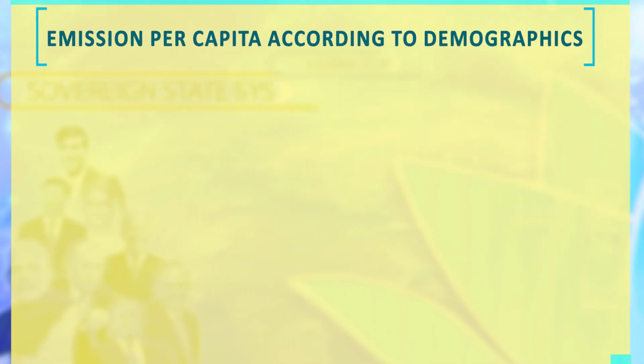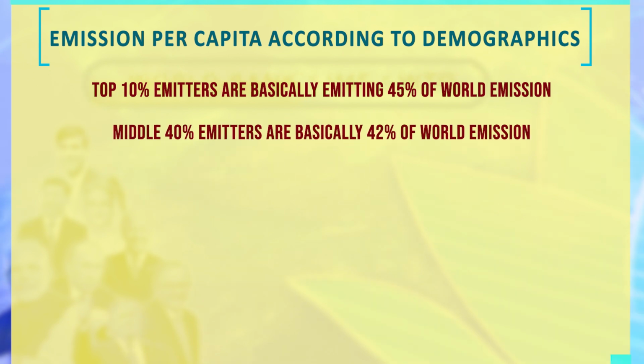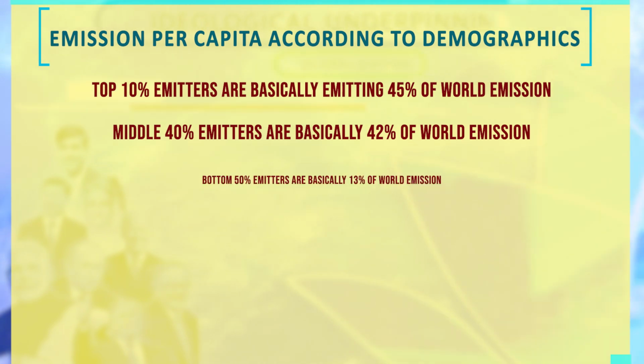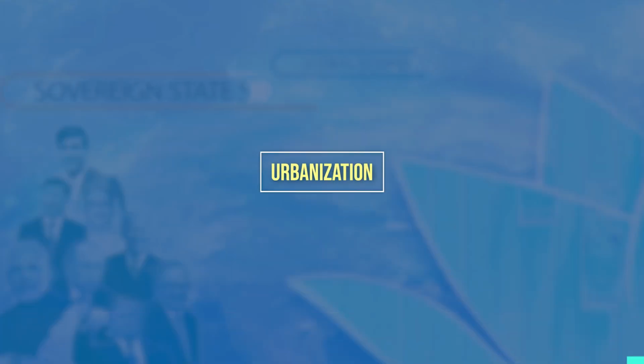Consumption and associated environmental pressure are not equally distributed between different nations. The top 10% of emitters are emitting 45% of world emissions. The middle 40% of emitters are responsible for 42% of world emissions, and the bottom 50% of emitters are responsible for 13% of world emissions.